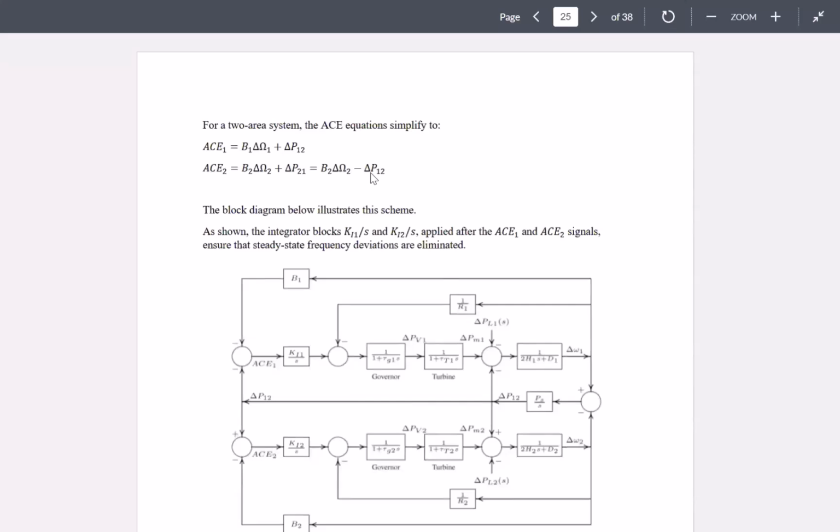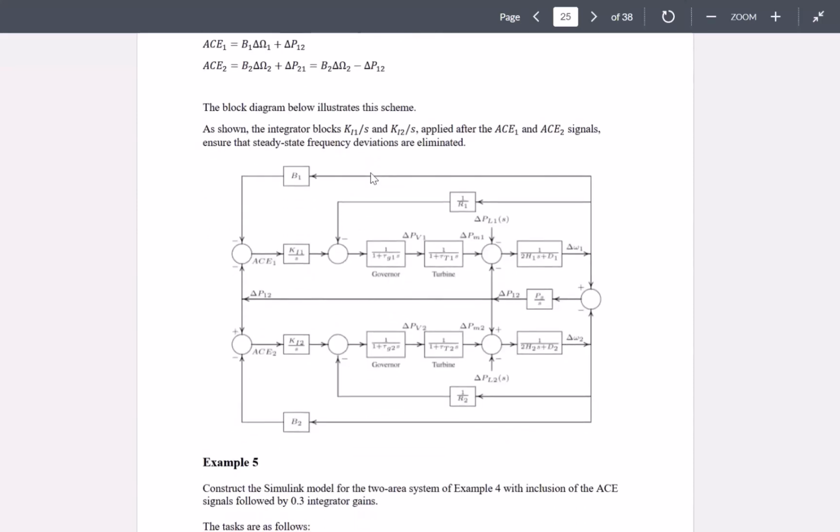So if you're assuming that the system is lossless, that's what we assume, delta P12 would be the negative of delta P21. So we use that. So based on that, this would be now our control loop.